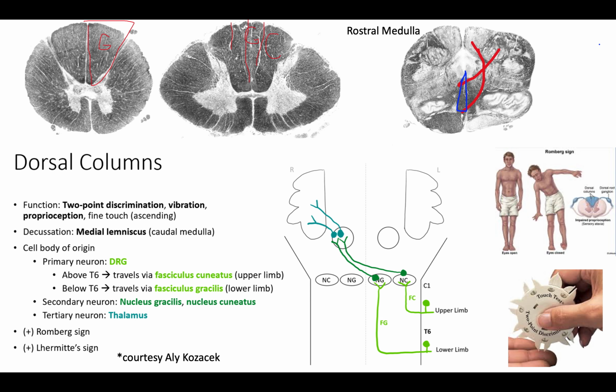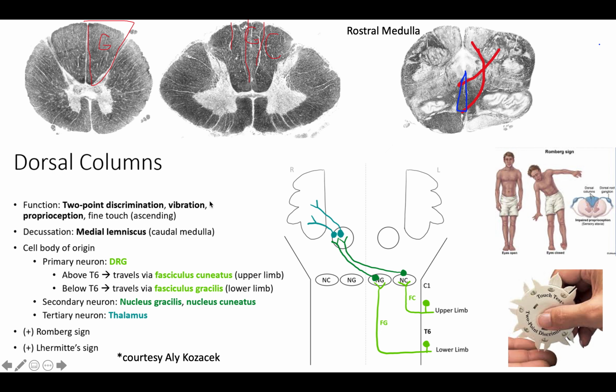Next is our dorsal columns. This is going to be our second tract that we've covered so far, but it's going to be our first ascending tract. Now, when I say ascending tract, that means that it is going from the periphery to the cerebrum to tell us there's something going on in the outside world.